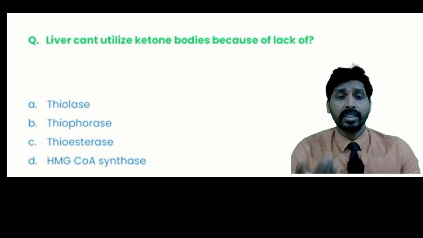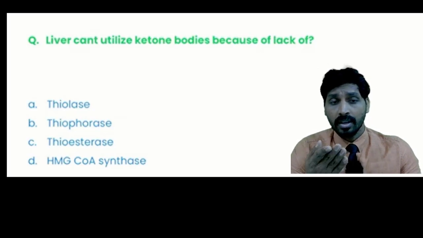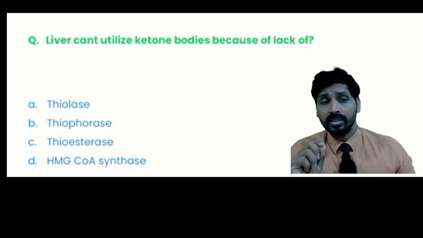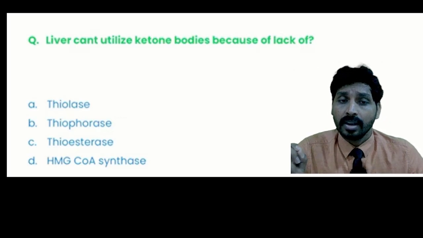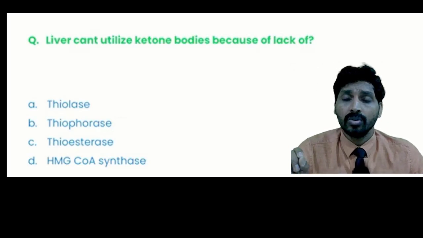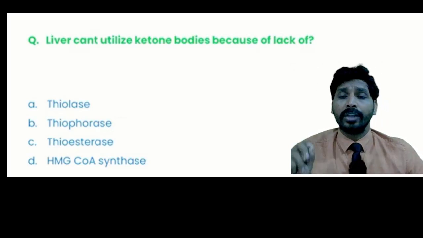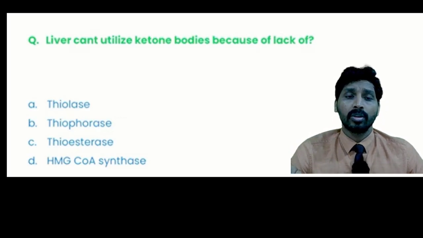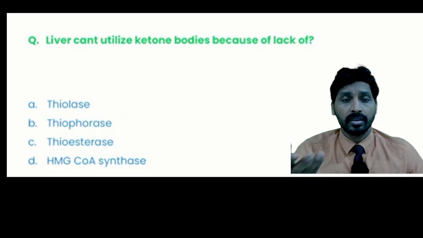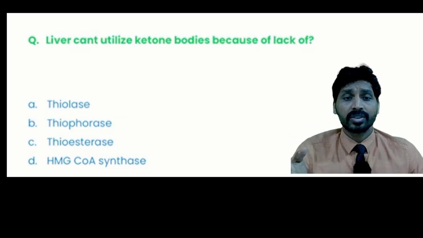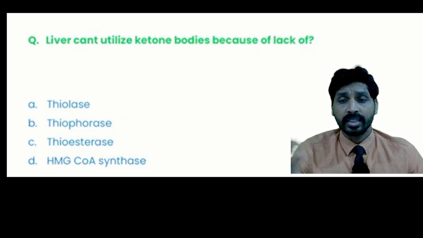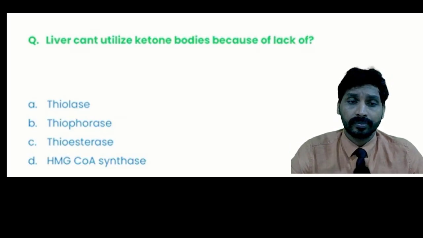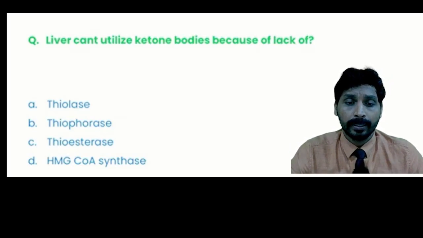If you see the options: thiolase, thiophorase, thioesterase, HMG CoA synthetase. Option B is the correct one, because liver cells lack the enzyme thiophorase. That is the reason the liver is not able to utilize those ketone bodies. Thiolase is not related to ketone body metabolism; thiolase is for the breakdown of acetyl CoA in case of lipolysis. Thioesterase again, and HMG CoA synthase is related to cholesterol synthesis. Option B is the correct one.